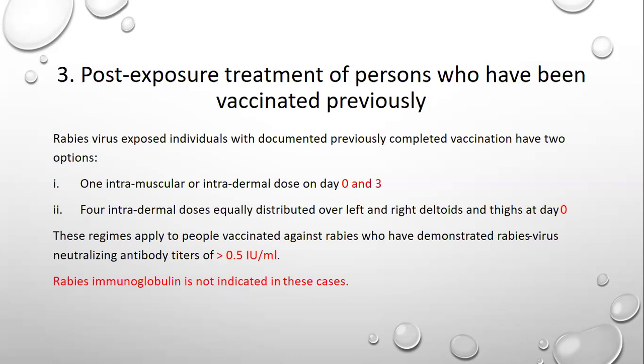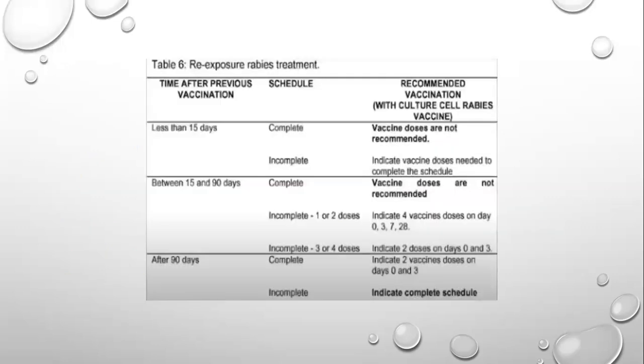Post-exposure treatment of persons who have been vaccinated previously. Rabies virus exposed individuals with documented previously completed vaccination have 2 options. 1 intramuscular or intradermal dose on day 3 and 0. Or 4 intradermal doses equally distributed over left and right deltoids and thigh at day 0. These regimens apply to people vaccinated against rabies who have demonstrated rabies virus neutralizing antibody titers of greater than 0.5 international units per milliliter. Rabies immunoglobulin is not indicated in these cases.